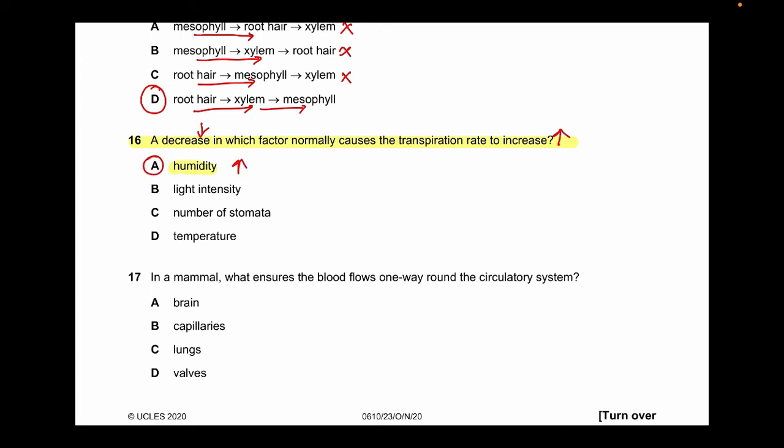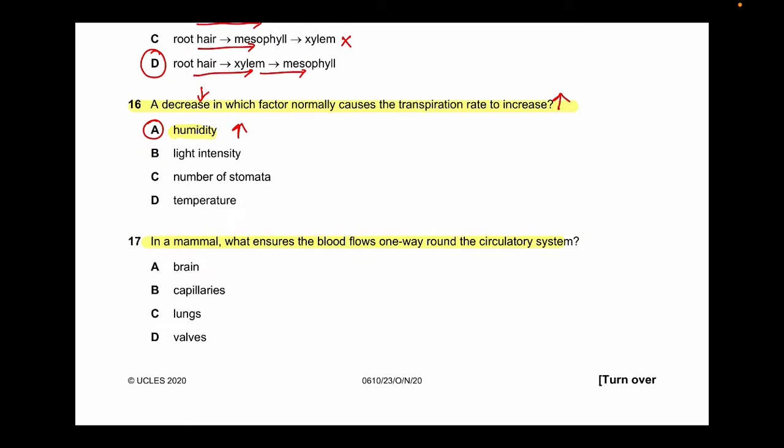All right. In a mammal, what ensures the blood flows one way around the circulatory system? Now, if the blood needs to move one way around the circulatory system, we obviously need valves. So the answer for question 17 is D.